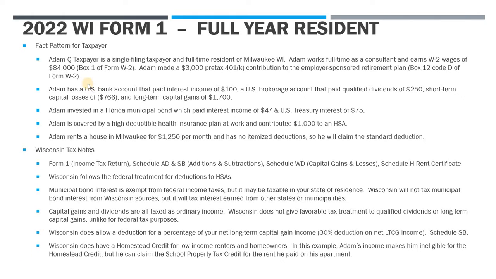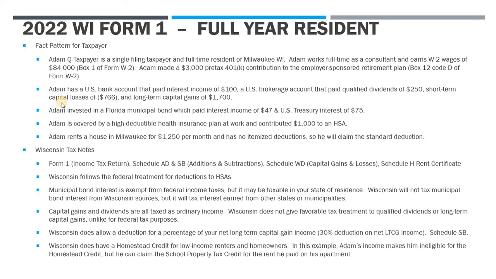So let's start with a fact pattern for this taxpayer. So we have Adam Q. Taxpayer. He's a single filing taxpayer, so he's not married, he's not head of household, and he's a full-time resident of Milwaukee. He works as a consultant, and he has W-2 income on his wages of $84,000, so that can be found in Box 1 in Form W-2. And that number was reduced by his pre-tax contribution to his 401k plan.